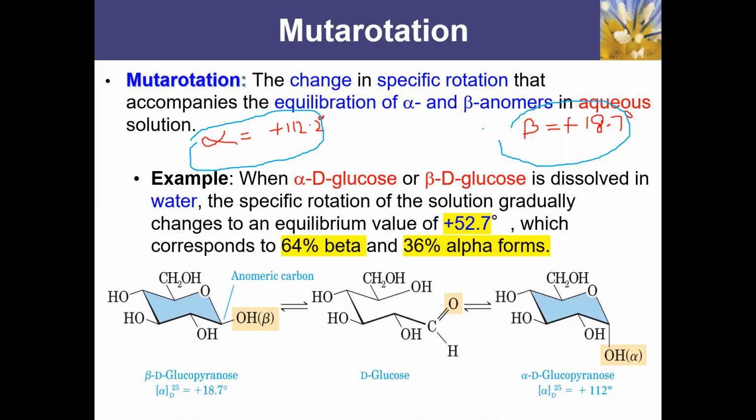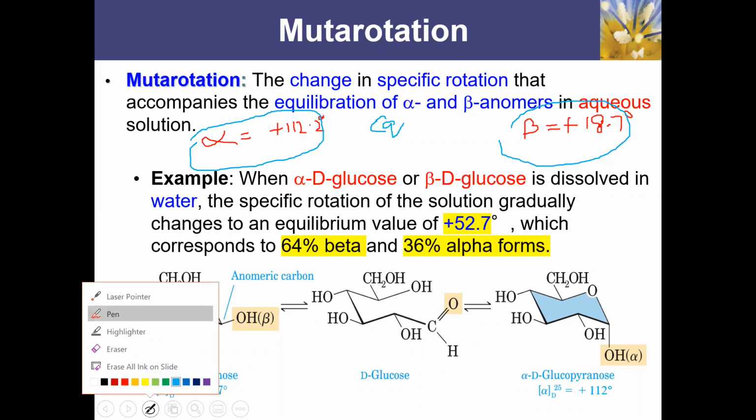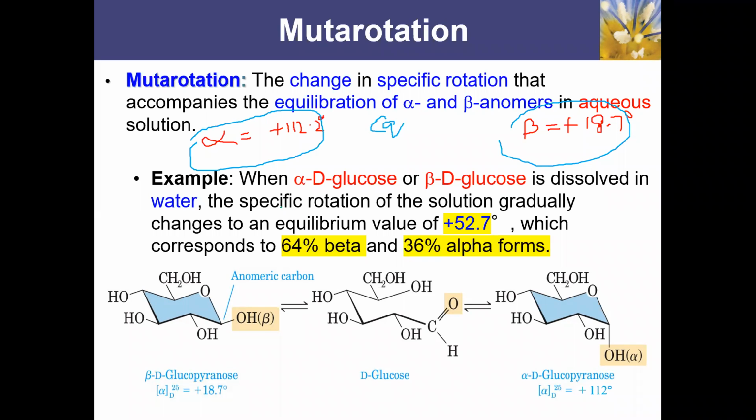When I had a sample of pure alpha and beta anomers and dissolved them in water, I saw that slowly, after some time, their specific rotation gradually changes. To my surprise, the specific rotation of both alpha and beta changes and reaches an equilibrium value of about plus 52.7. These are all experimental values, observed and calculated in the lab. Are we all listening carefully?